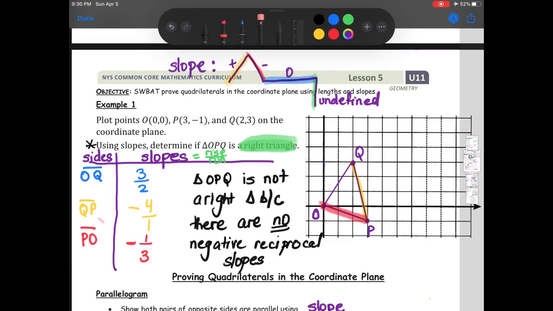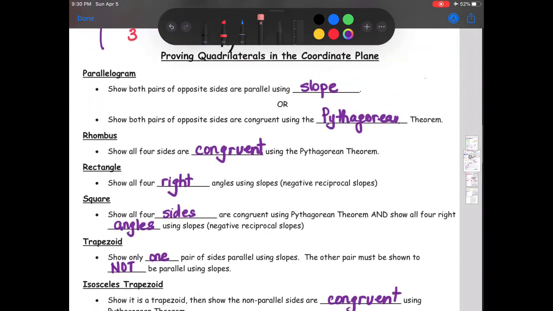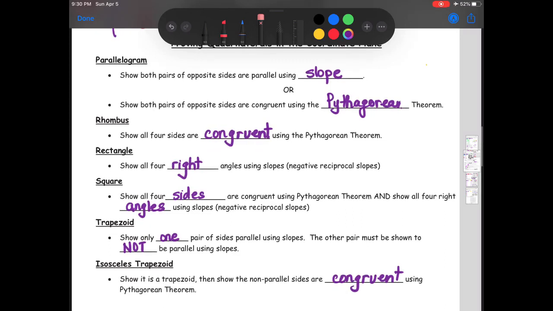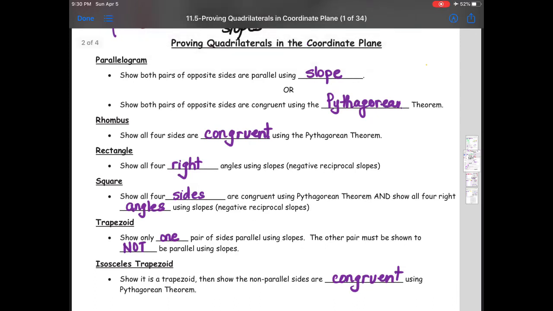Okay, so let's move on to some more facts. Again, I highly recommend making flashcards out of these. It would be a great thing to do. So here, I already filled these out. You can take a moment to fill them out, and then we can go over it together. So parallelogram: show both pairs of opposite sides are parallel using slope. We're going to use that. So anytime you want to prove opposite sides are parallel, you use slope.